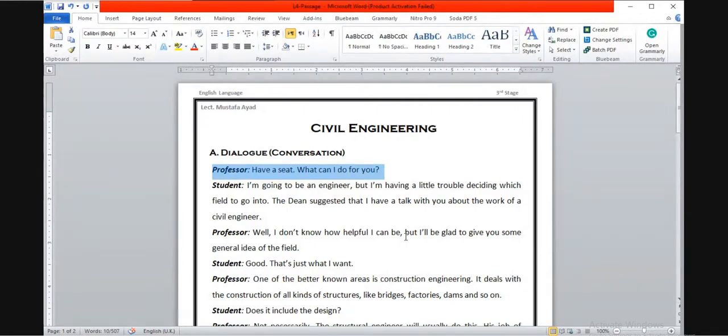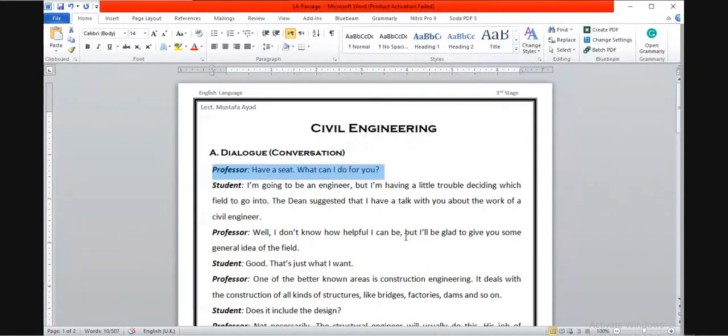Have a seat. Have a seat means the professor is asking someone to please sit down. Sometimes they say, take a seat. Have a seat or take a seat, it's the same, please sit. What can I do for you? What can I do for you?